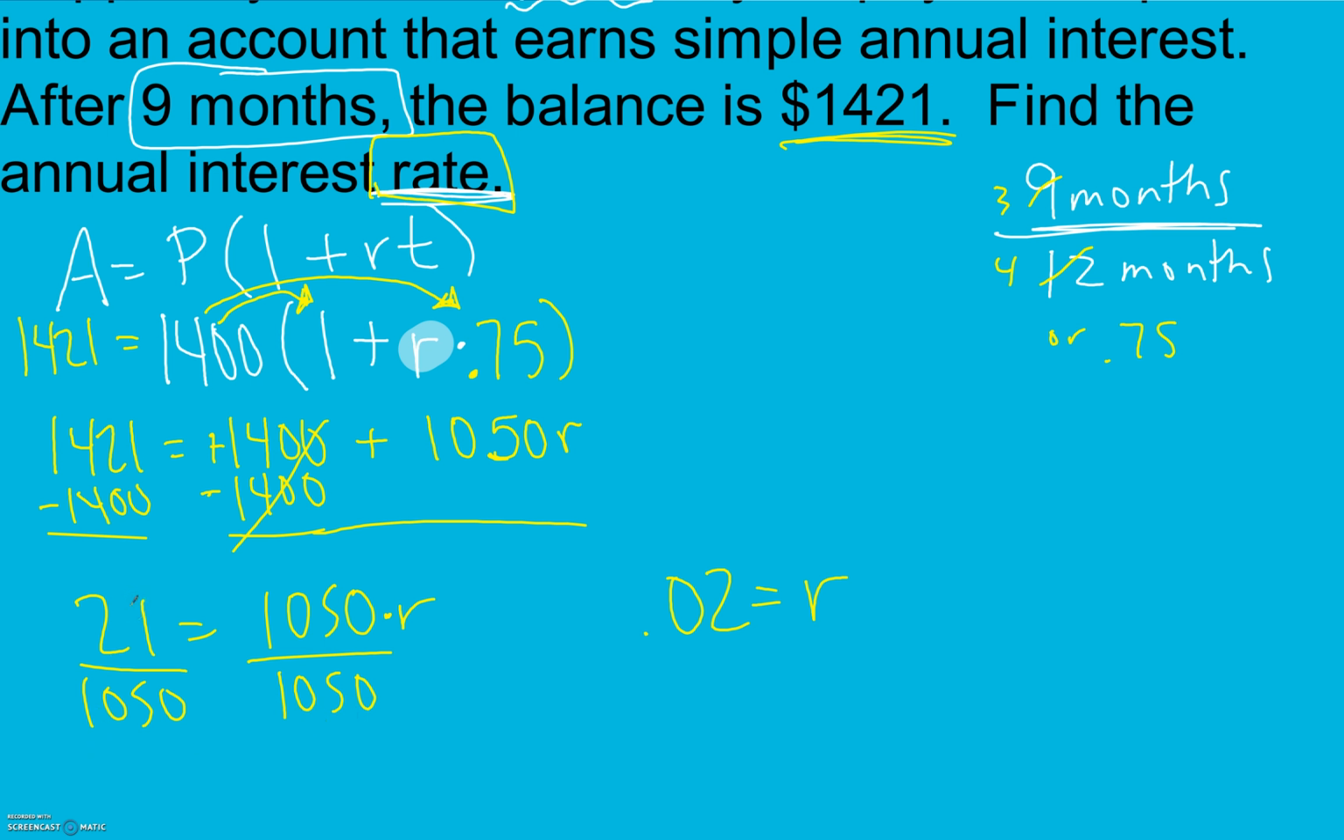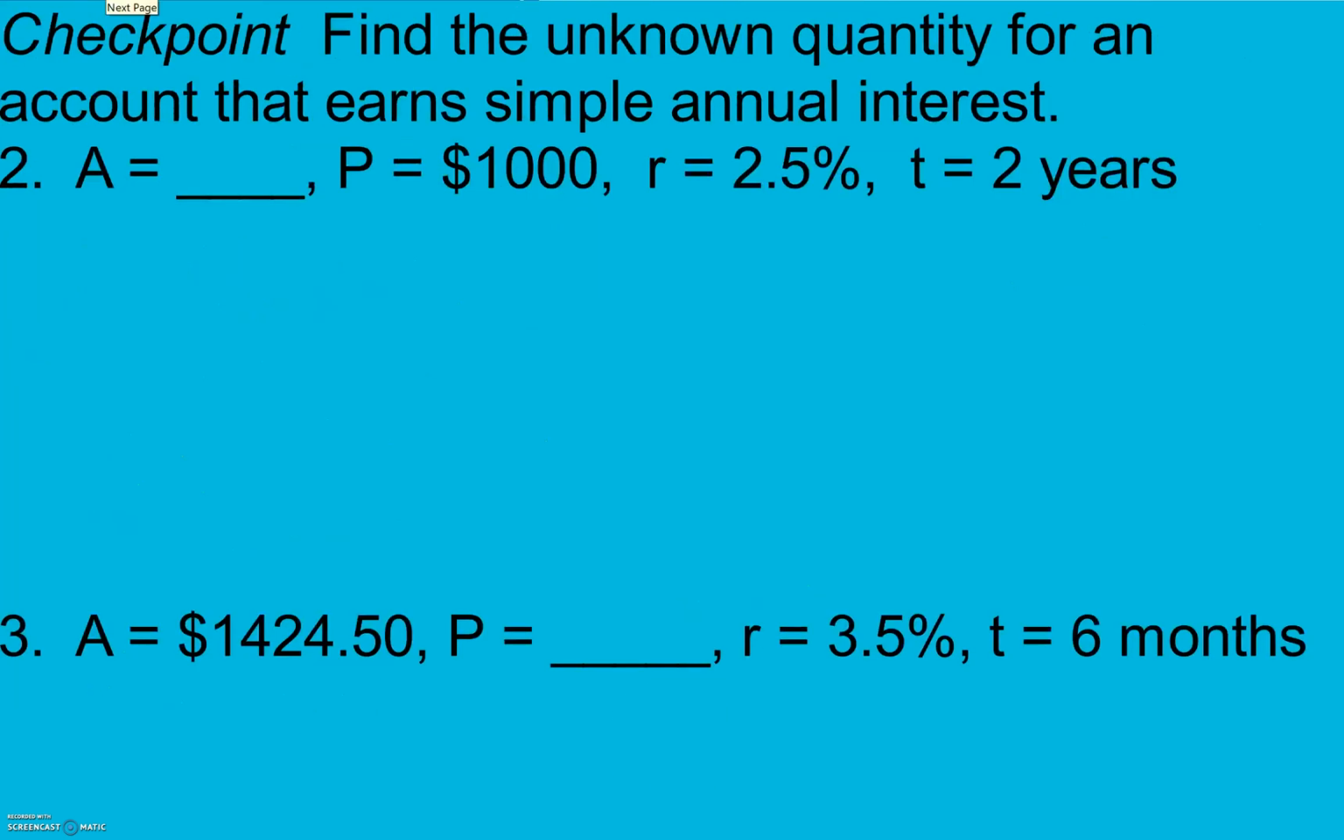So 0.02 is what we got for R, but we want the rate, and we're going to put that in terms of a percent. So 2 decimal places and add our percent sign. 2% there. Feel free to pause here and give these a try if you'd like.